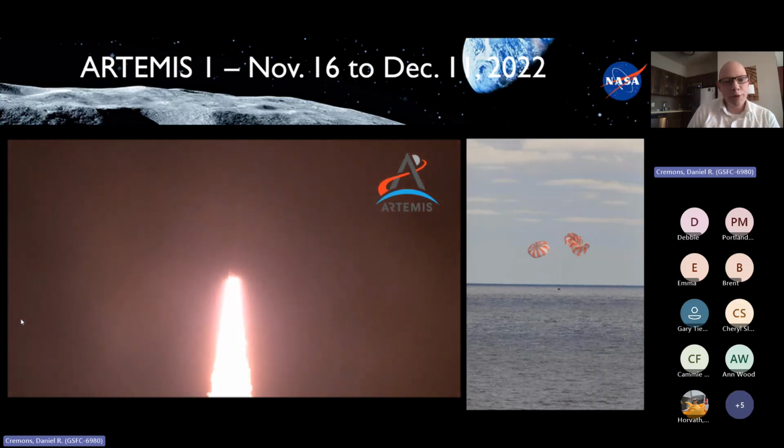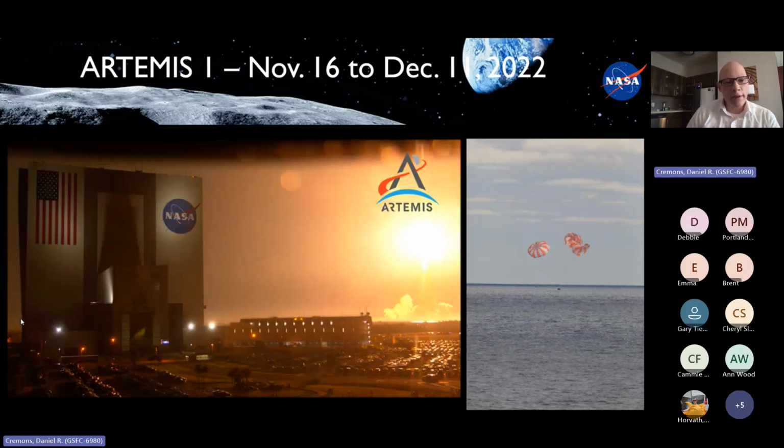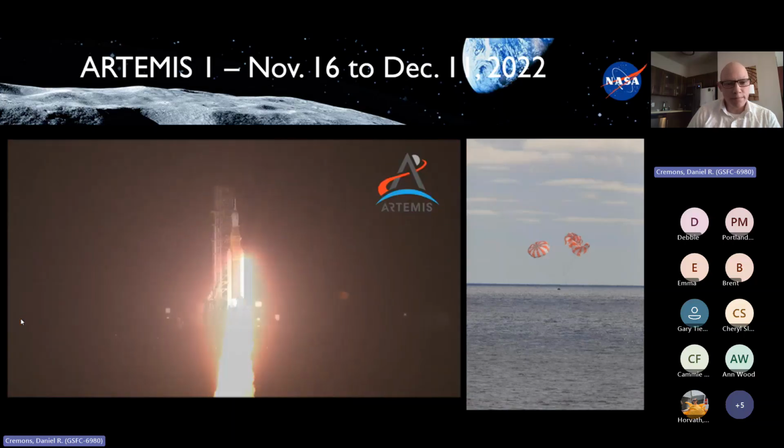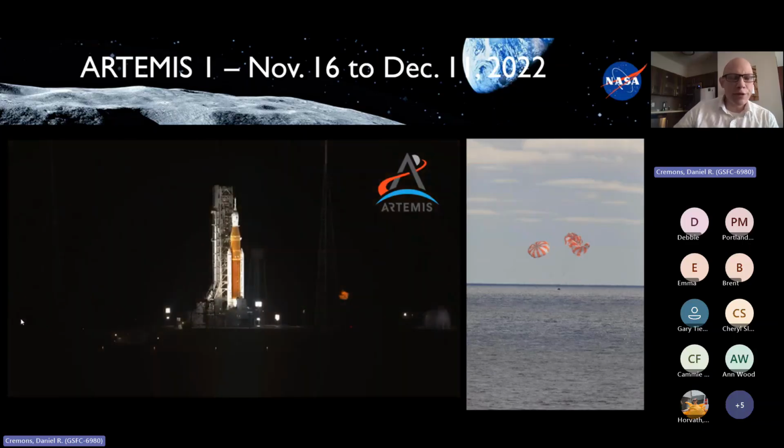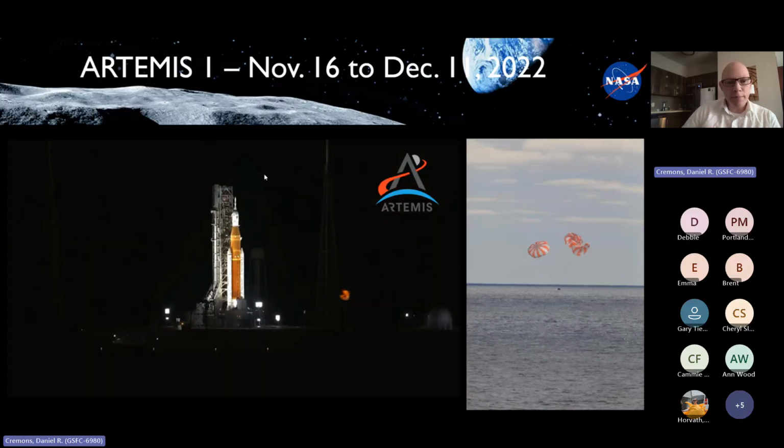For those of you familiar with the Saturn V rocket, this rocket was more powerful than the Saturn V. So this was the first Artemis mission. This did not carry any humans aboard. It was a test of the new SLS rocket and the Orion capsule, which touched down safely back in the ocean several weeks later. You can see the photo on the right there.